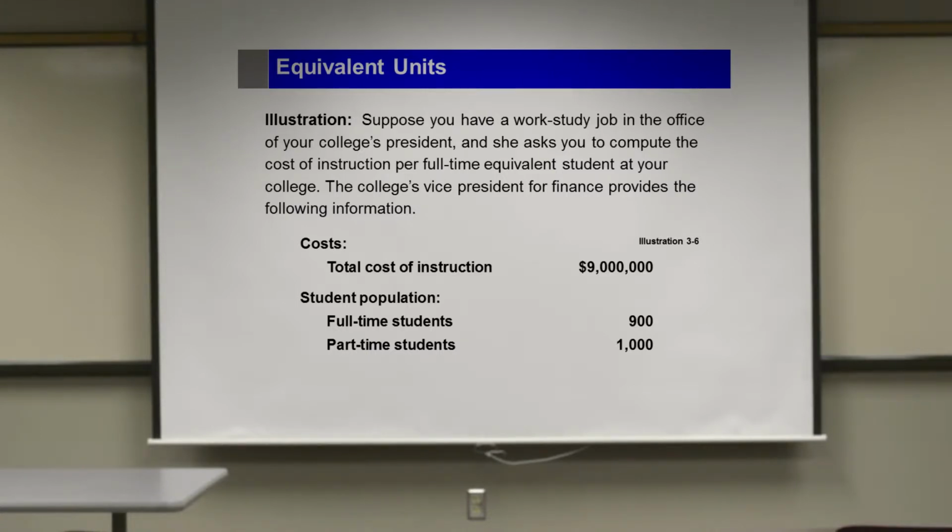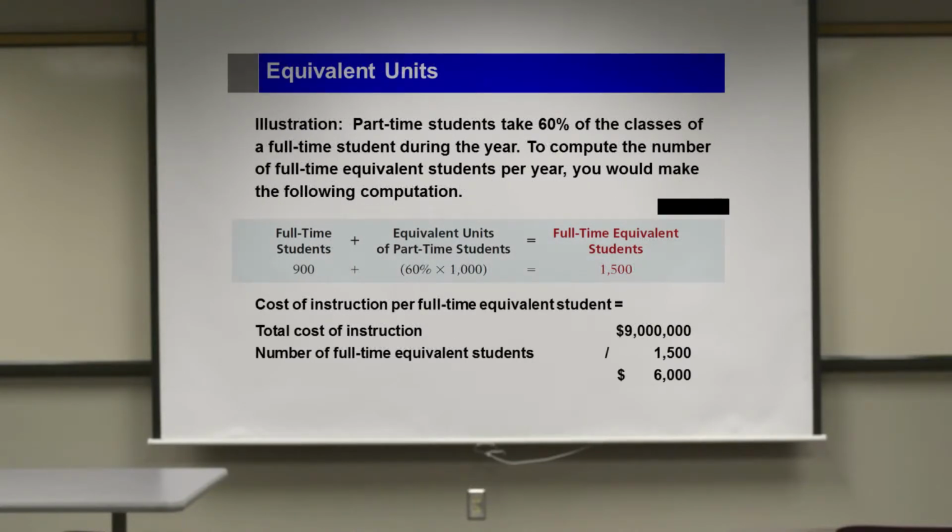Total cost of instruction is, say, $9 million. You have been given the information that the full-time students are 900 and the part-time students are 1,000. In addition, part-time students take 60% of the classes of a full-time student during the year. So if a full-time student takes 10 classes, a part-time student is taking 6 classes.